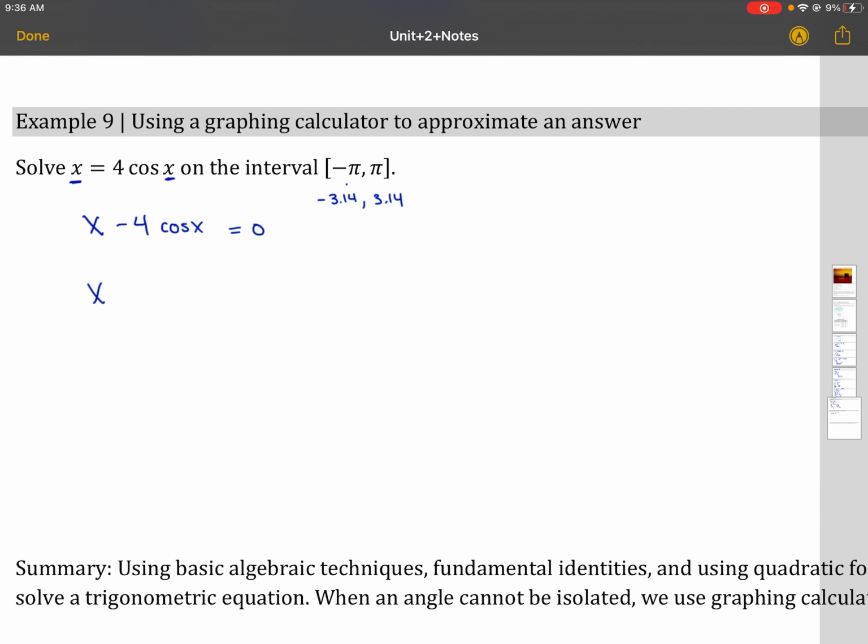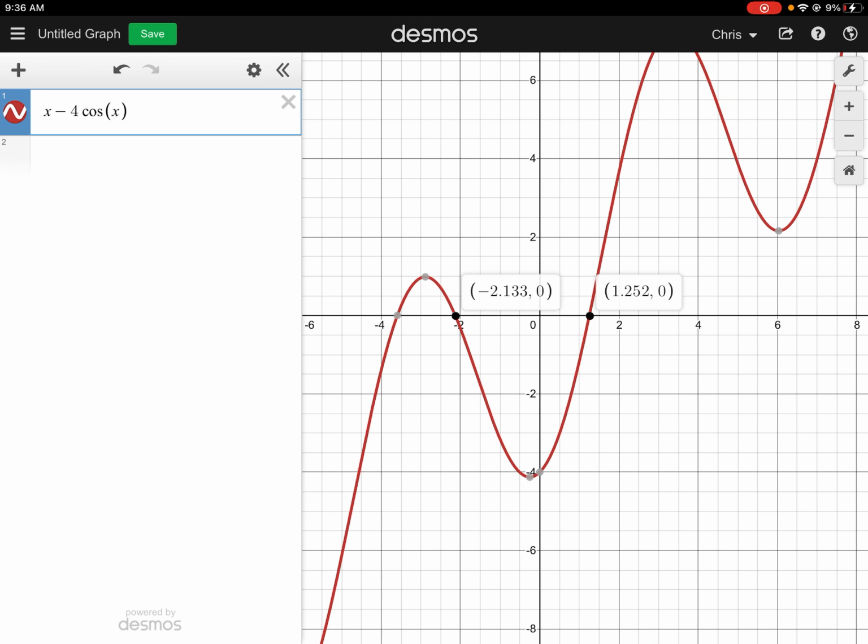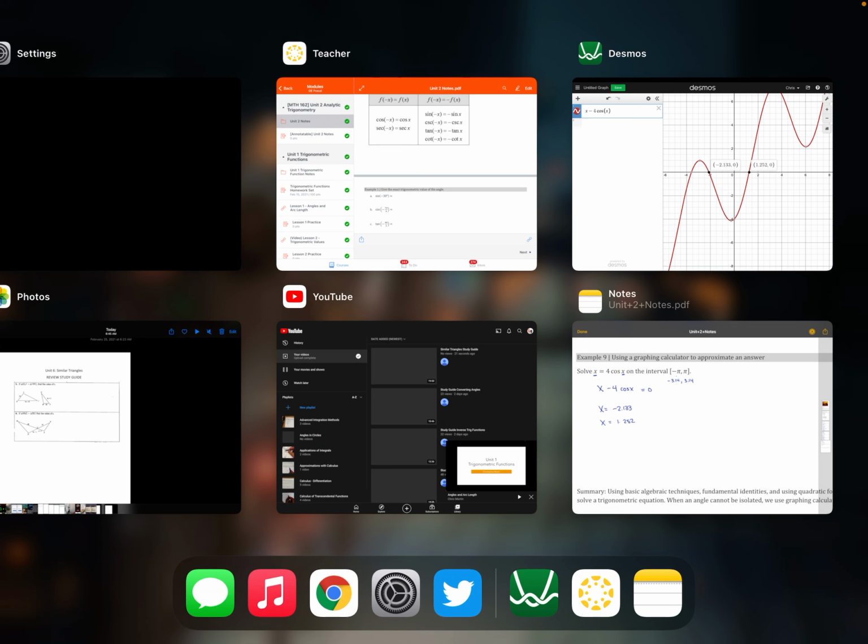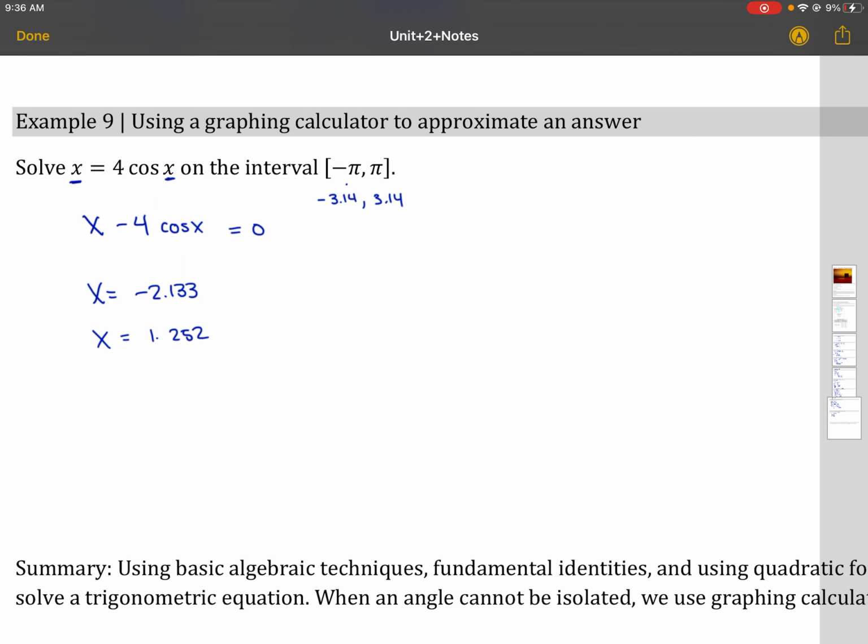So let's go back over to the notes. So we get x equals negative 2.133, and the other solution was x equals 1.252. All right. So that is how you solve the equation if you can't solve it by hand, and this cannot be solved by hand.